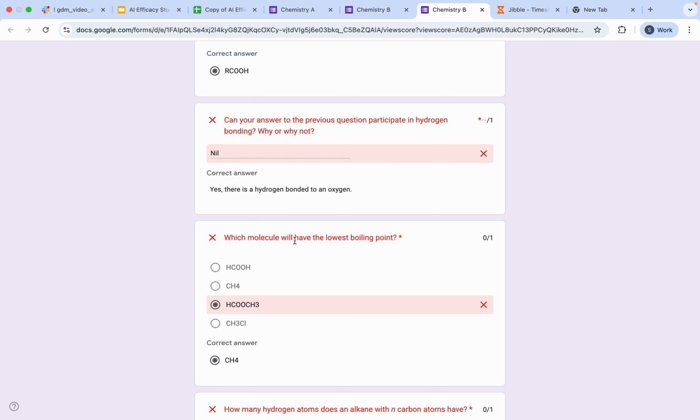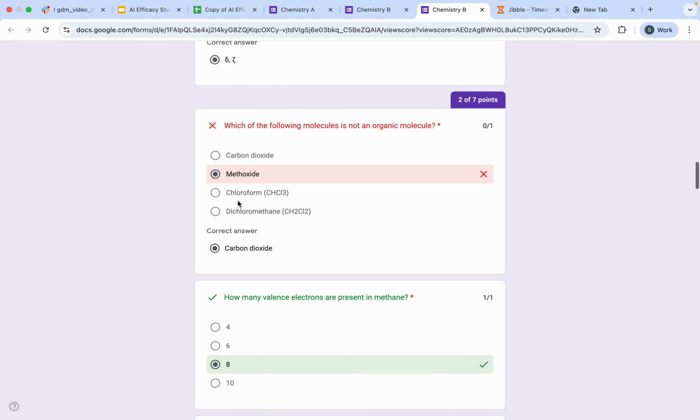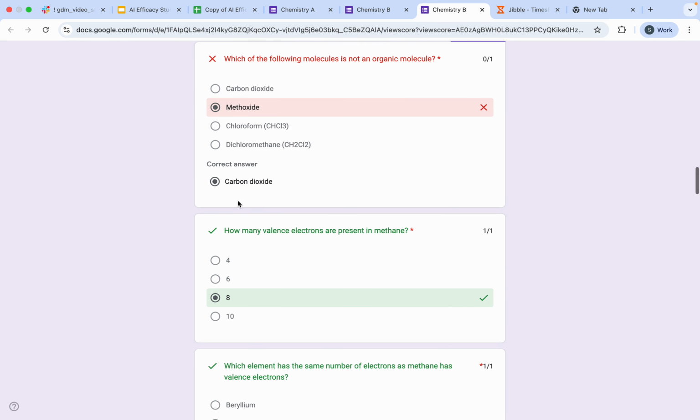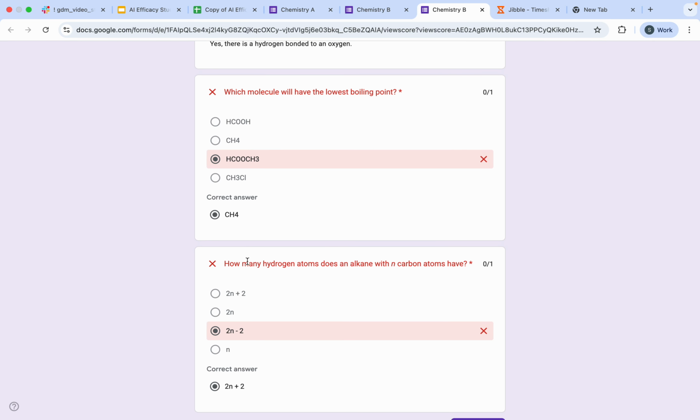Which molecule will have the lowest boiling point? It is CH4, the correct answer. CH4 is the right answer.